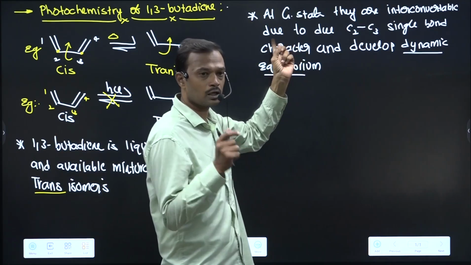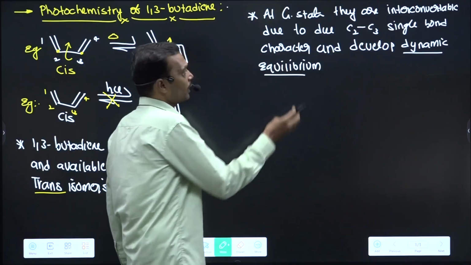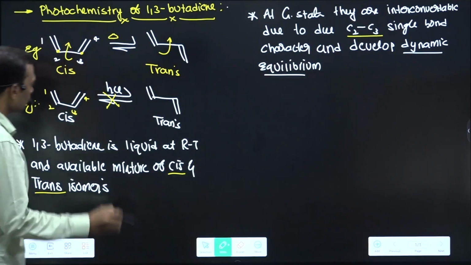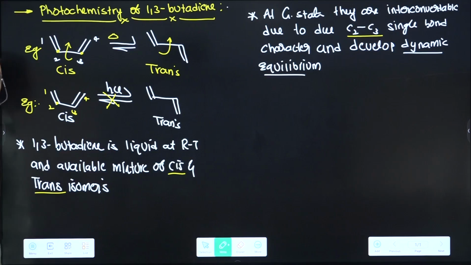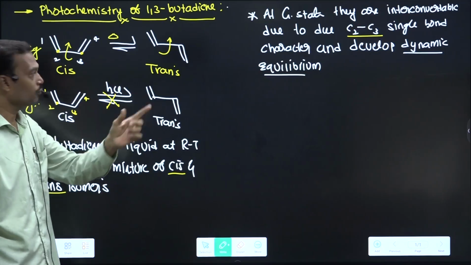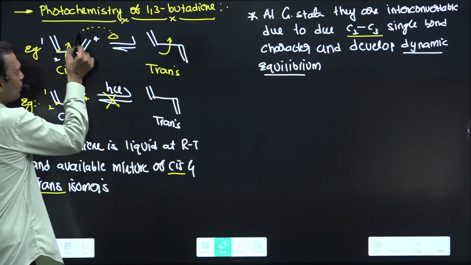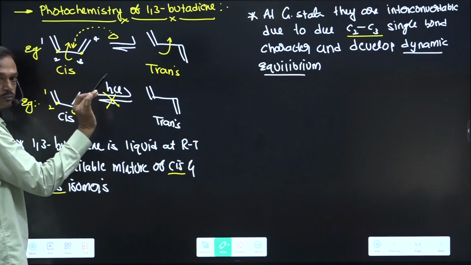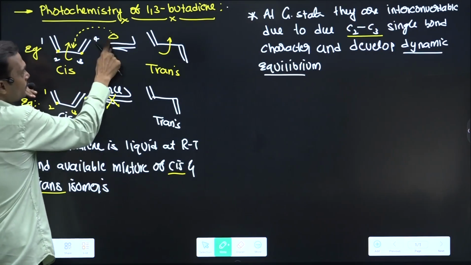Interconvertible means I can convert cis into trans, and trans I can convert into cis. And why are they interconvertible? Because they have a single bond character between this C2 carbon and C3, it is a real single bond under thermal, ground state conditions. They never convert to a double bond when you supply heat energy. When this molecule takes heat energy, this single bond remains a single bond. So if it is a real single bond, can I rotate like this or not? Yes, so that's why thermally we can interconvert.